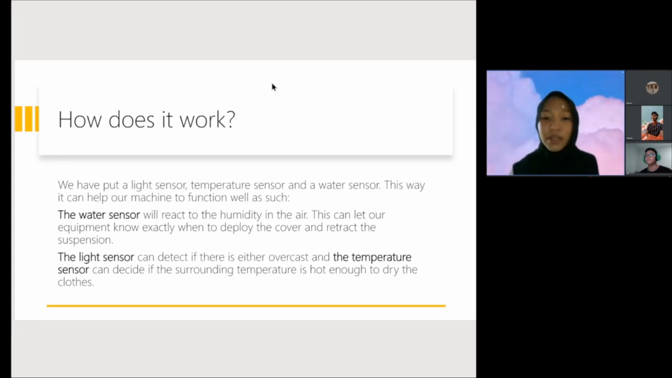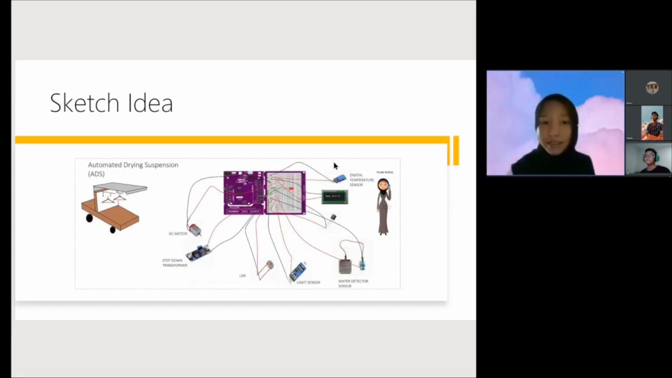We have put in a light sensor, a temperature sensor, and also a water sensor. This way, we can help our machine to function well. The water sensor will react to the humidity in the air. This lets our equipment know exactly when to deploy the cover and retract the suspension. The light sensor can decide if there is overcast, and the temperature sensor can decide if the surrounding temperature is hot enough to dry the clothes. Then I move to the next slide.